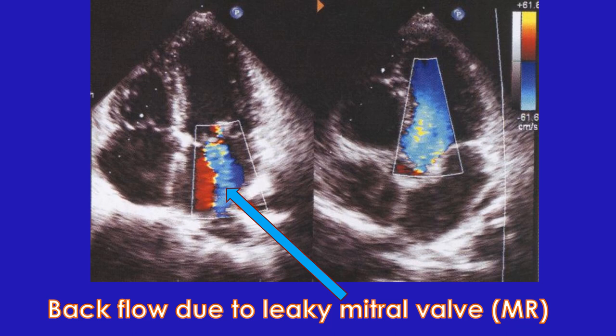If a valve is narrowed, it is called stenosis. There can be mitral stenosis, aortic stenosis, tricuspid stenosis, and pulmonary stenosis, or a combination of these. Leak in a valve is called regurgitation. So, there can be mitral regurgitation, aortic regurgitation, tricuspid regurgitation, and pulmonary regurgitation, or a combination of these. There can also be stenosis and regurgitation in the same valve.